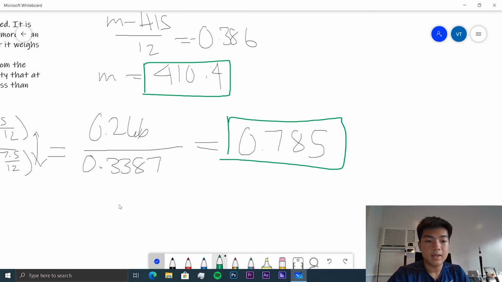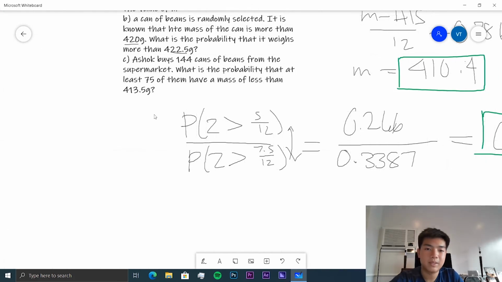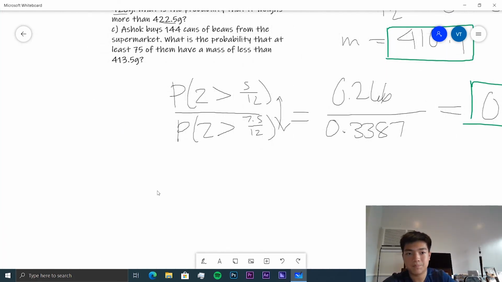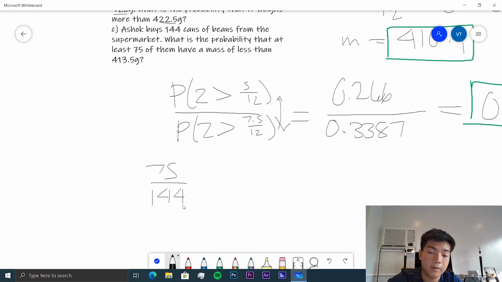And then finally, he buys 144 cans of beans. What's the probability that at least 75 of them have a mass of less than 415 grams? So what we're saying is, what's the probability that 75 over 144 cans, or no, at least 75.